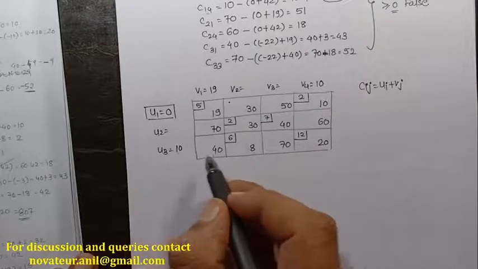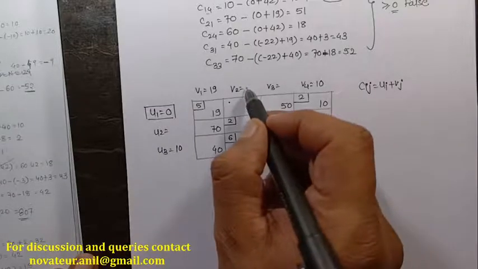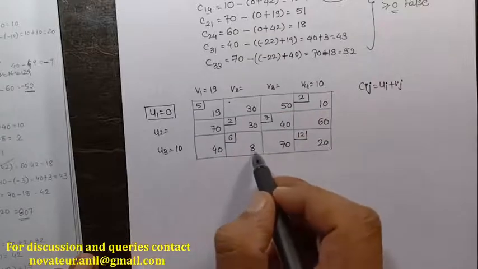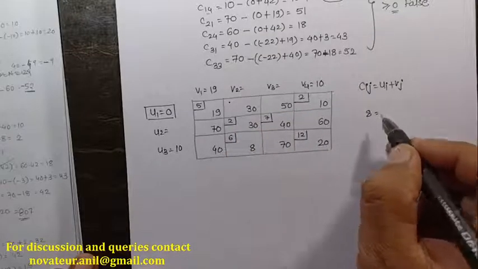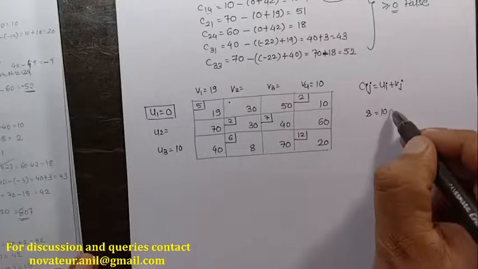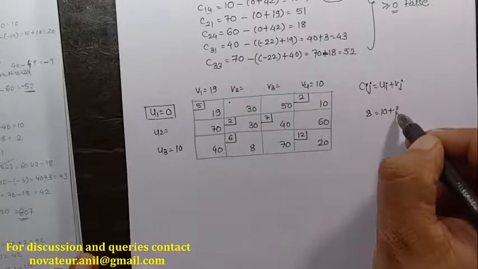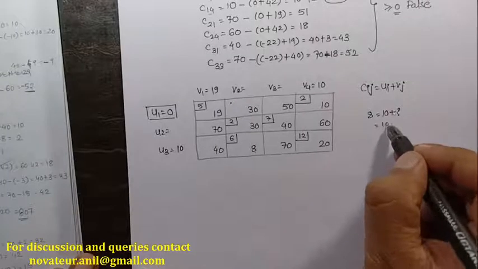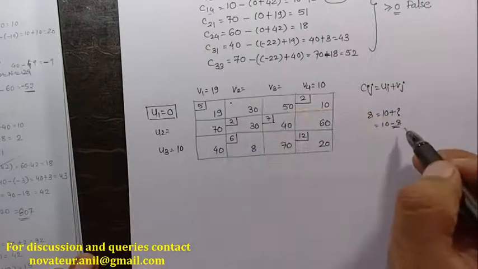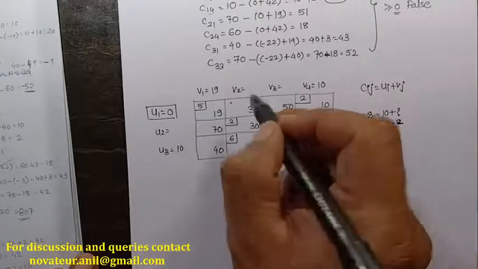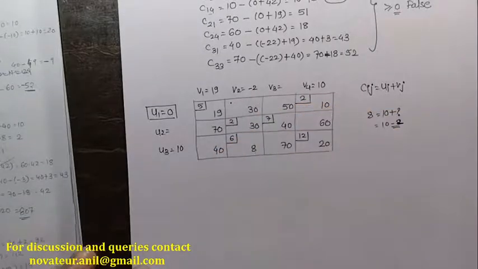This is 10, this is 8. This we can find out. So 10 plus something, see, this is the cost, this is 8. Here u value is 10 plus something to be written, so that I get 8. So 10 minus 8 should be written. So 10 minus 2 should be written. So here I'll assign value minus 2.